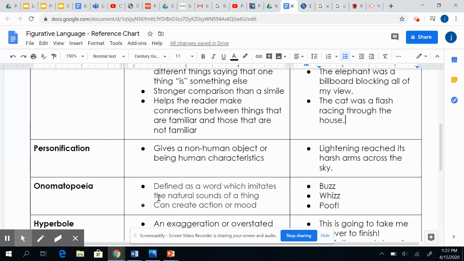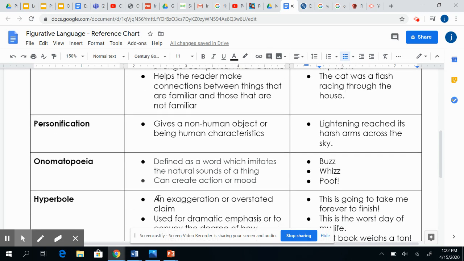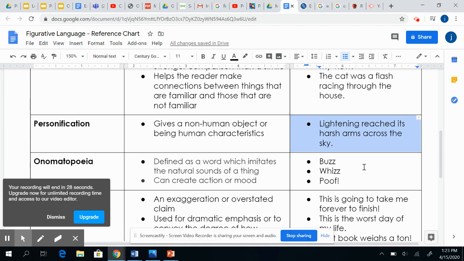Another type of figurative language that we talk a lot about is personification. This is when we give a non human object human characteristics. For example, lightning. Lightning isn't a human being, but if I say lightning reached its harsh arms across the sky, now I'm creating an image. I'm giving lightning characteristics and traits that can help me to understand how lightning plays a role in this particular setting or poem or story.